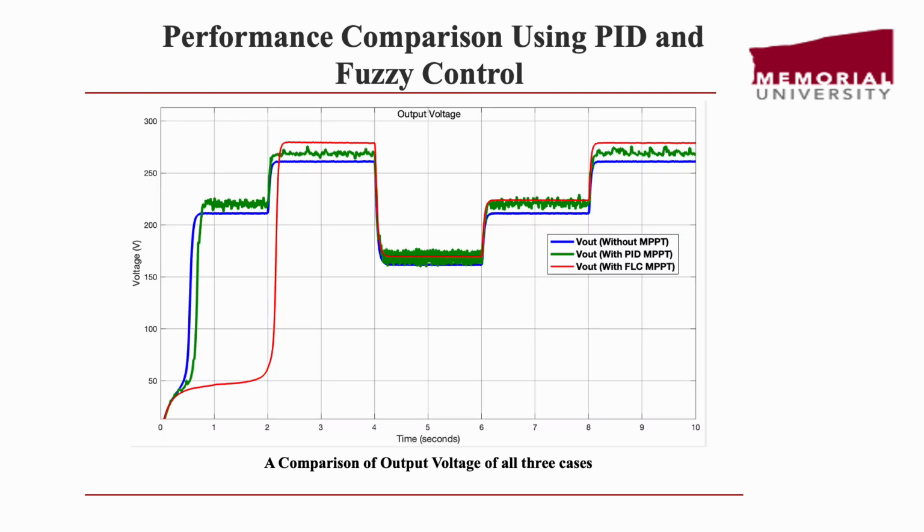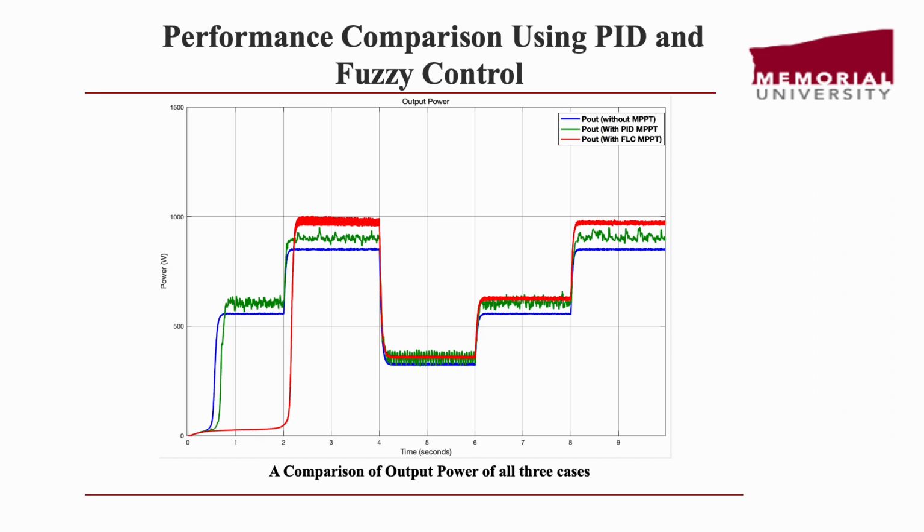Here there is a comparison of the output voltage. The red line is the fuzzy based controller voltage output, and obviously we can see it is better, it is more than the other two controller outputs. Accordingly, power is also maximized with the help of the fuzzy logic controller due to the variation of the wind speed. It is clear from this graph.